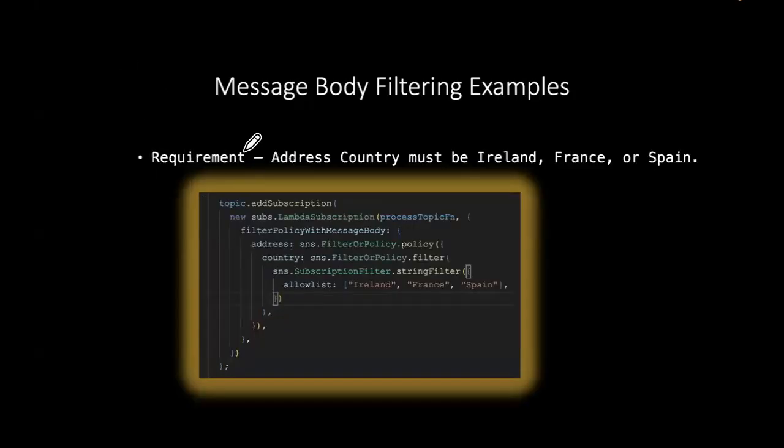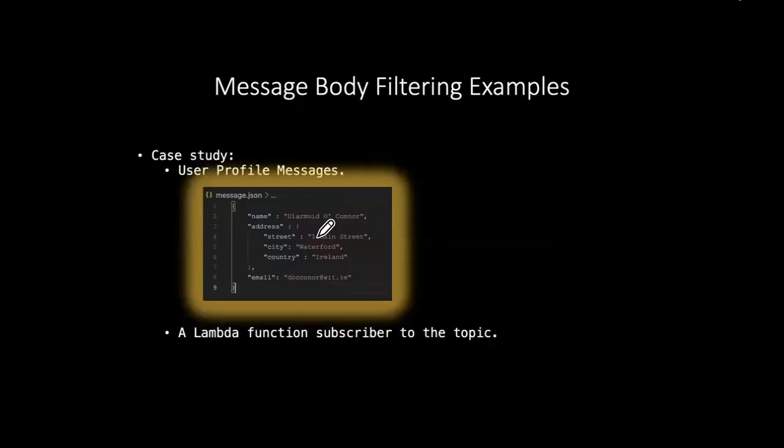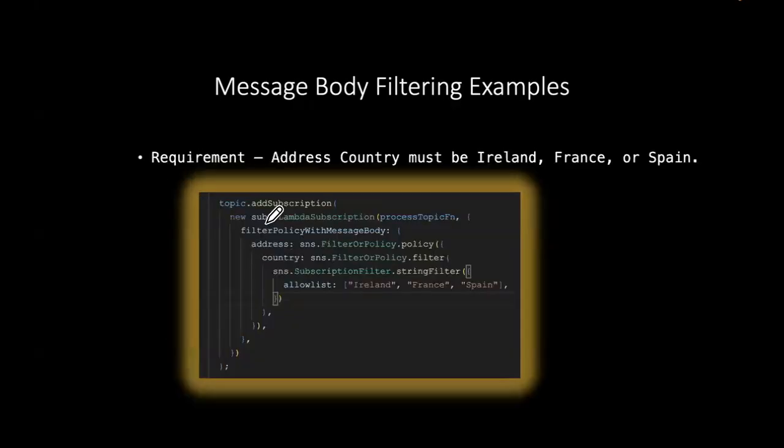The first example is, let's suppose we only want messages to get through to the Lambda where the address country must be either Ireland, France, or Spain. In other words, this property here has to be Ireland, France, or Spain. Okay, and we can see it's a property within the address part of the message structure. So this would be our filter definition.